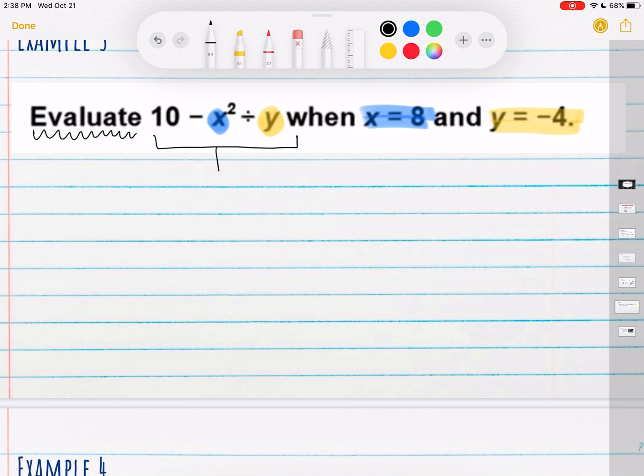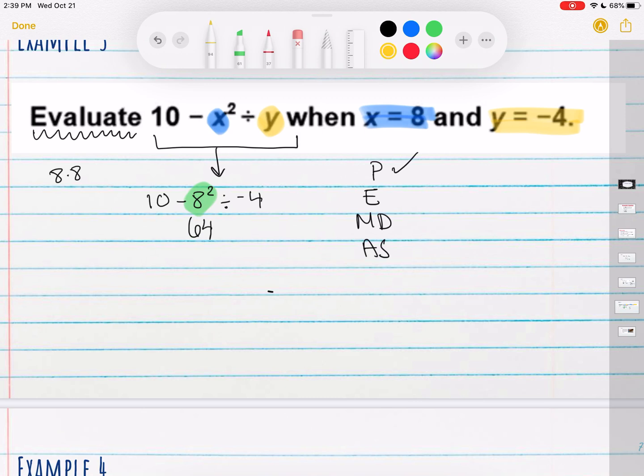So the next step I'm going to do is rewrite my expression. So 10 minus x, but x is 8, so I'm going to plug in an 8 squared divided by y, which is negative 4. And now I solve. So this is a great time to review PEMDAS. First, is there any parentheses? Nope. Are there exponents? Yes, there is right here, this 8 squared, so that's the first thing I'm going to do. Well, 8 squared is the same as 8 times 8 because it's 8 multiplied by itself twice. Well, 8 times 8 is 64.